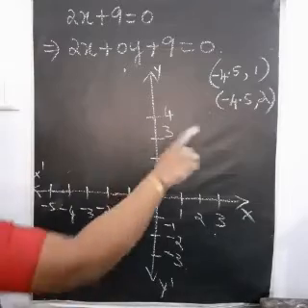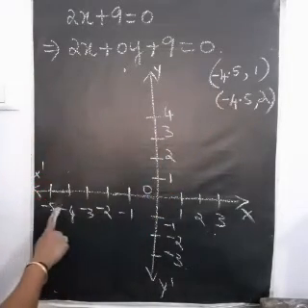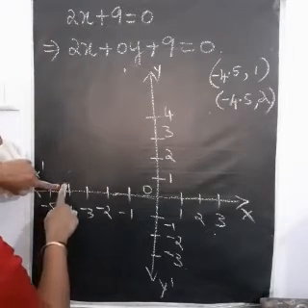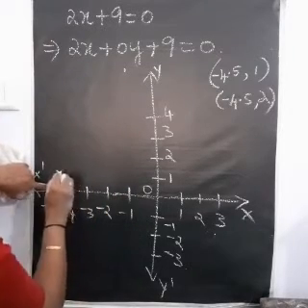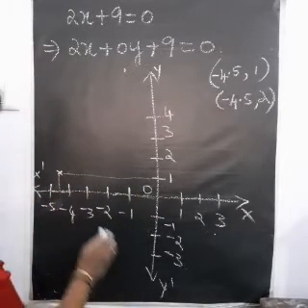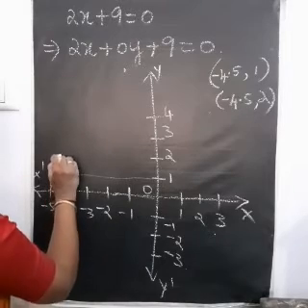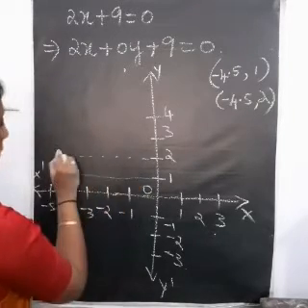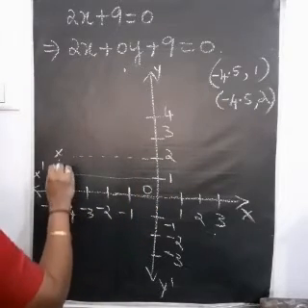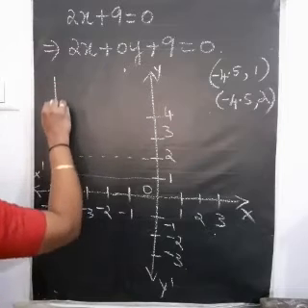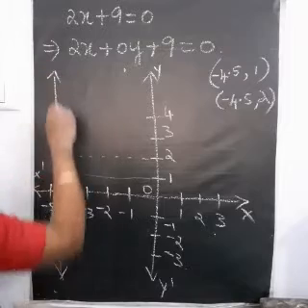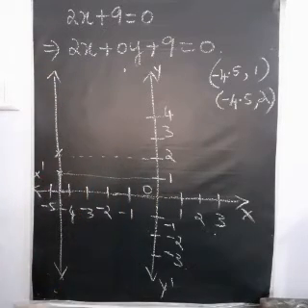Now what is the first point? I've got minus 4.5 comma 1. So minus 4.5 will be here, and I will mark 1 here, correct? Then what is minus 4.5 and 2? Minus 4.5 and 2 will be this one, right? If I bring it and mark it here, you'll get here. So when I join these 2 points, what is the line I'm getting? I'm getting a line which is parallel to the y-axis.